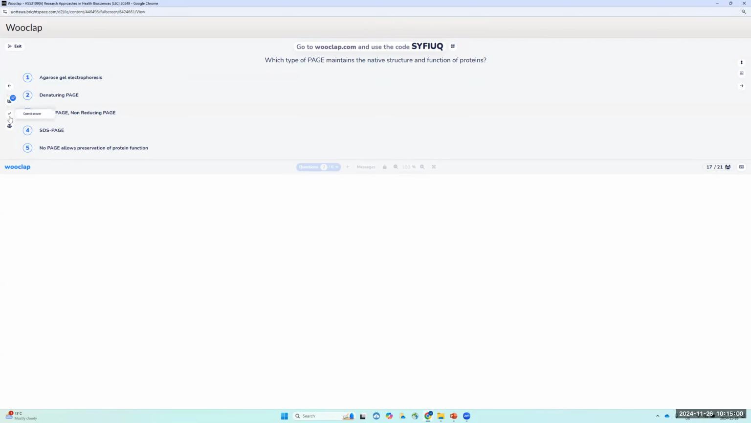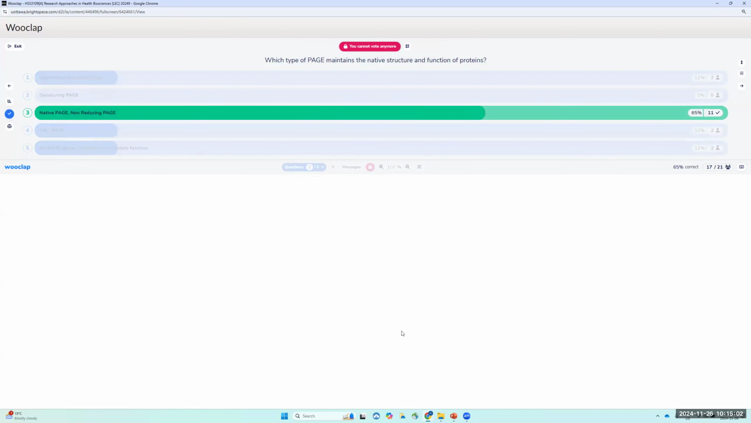Okay, and the answer is native PAGE. For those who answered correctly, the non-reducing PAGE is a native PAGE. So there is no beta-mercaptoethanol and no SDS. Sorry, no beta-mercaptoethanol. Okay, now for those who answered agarose gel electrophoresis, be careful because we did not describe agarose gel electrophoresis with the protein.